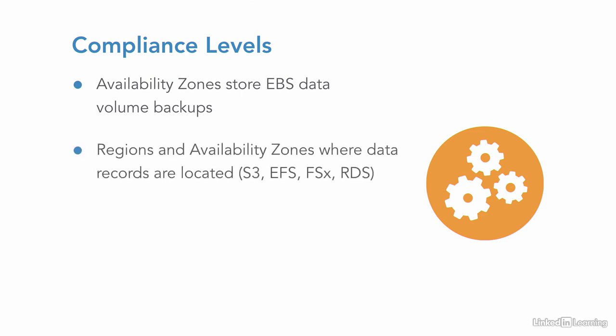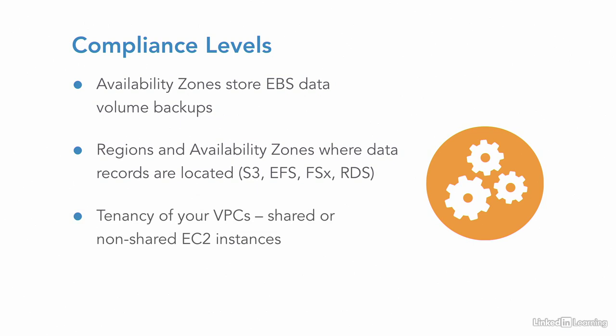The regions and availability zones where you store your data, specifically S3 buckets, well, there's multiple copies of all files in S3 buckets. The Elastic File System, multiple copies of the data again. FSx, storage for Windows servers, multiple copies of the data automatically. And RDS databases, multiple copies of the database records with multiple storage locations, i.e., multiple availability zones. Amazon has this level of storage to match with your compliance levels.